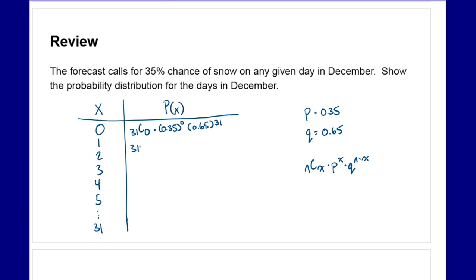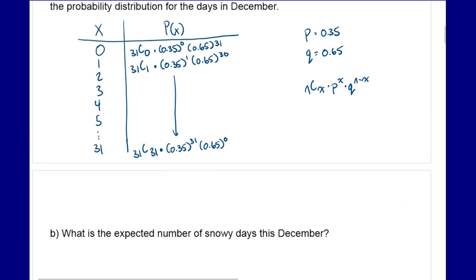The next one would be 31 choose 1, 1 day in December, 0.35 to the power of 1 times 0.65 to the power of 30. I could go through and do all of this, but we'll skip to the last one: 31 choose 31, so we're assuming all 31 days there's going to be snow, multiplied by 0.35 to the power of 31 times 0.65 to the power of 0. It's the exact same formula, just changing a couple of values, the exponents and how many days we're choosing. That would give us the probability distribution.